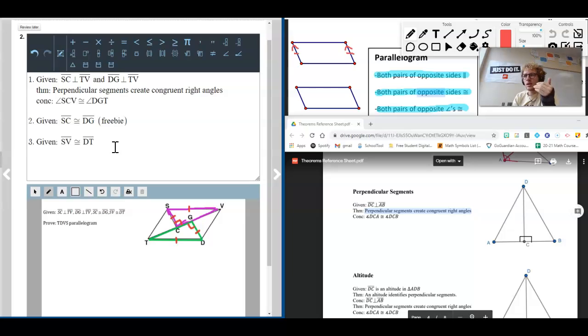So you may be tempted to say, since the opposite sides are congruent, we have a parallelogram. Don't do that, okay? We still need to prove that they are parallel as well. So we're going to count this as a freebie as well. There's nothing that we can really do with that right now. There's no theorem that goes along with that. It's just this is congruent to this.